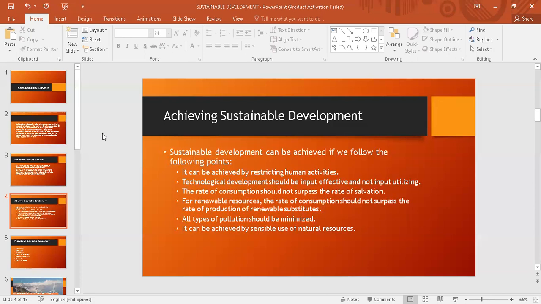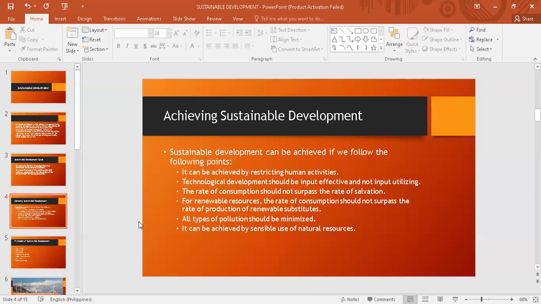For renewable resources, the rate of consumption should not surpass the rate of production of renewable substitutes. So, marami tayong mga renewable energy like the wind, the solar. So, those are better, mas magandang alternative doon sa mga non-renewable resources. Yan. So the rate of consumption of those renewable should not surpass the rate of production. All types of pollution should be minimized.